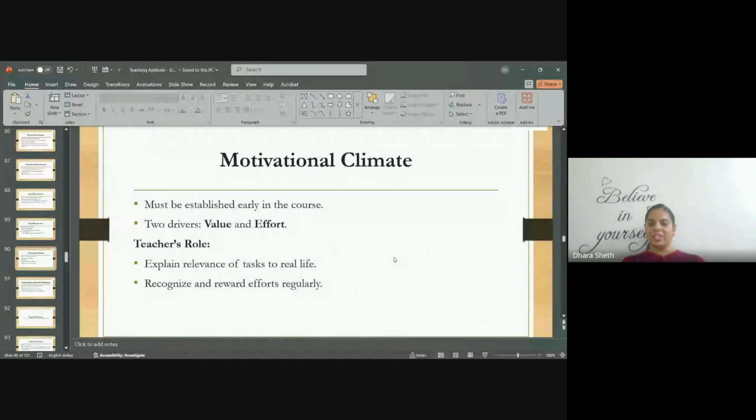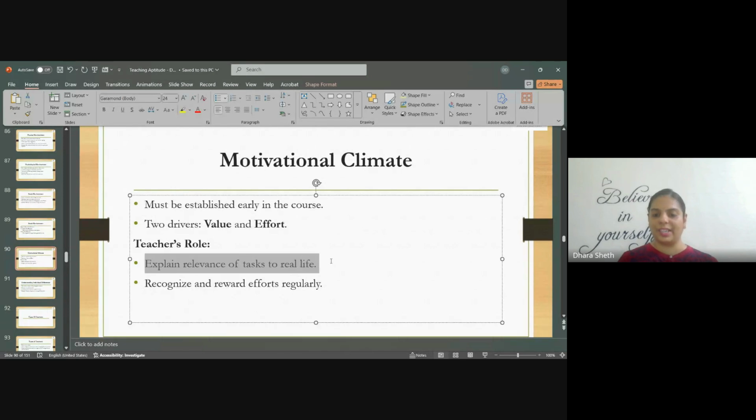And last, motivational climate. So value and effort. These are important. Rewards motivate them. Your praises, your positive feedback motivates them. And the results that they get at the end of the exam, that also motivates them. So explain the relevance of this task to real life.